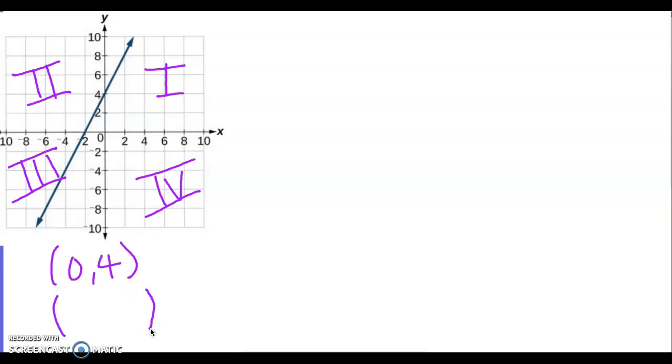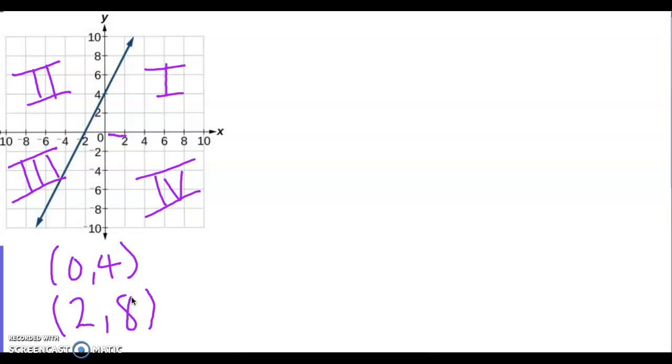Let's see. I'll go over 2 on the x-axis. I'll hit the line at 8 units, so it will go 2, 8. All right. I hope that we all see that. It is 2, 8.